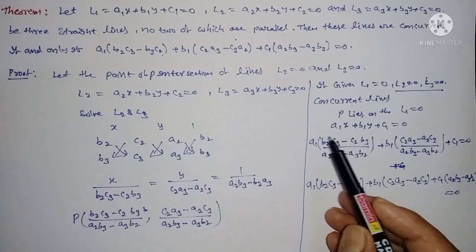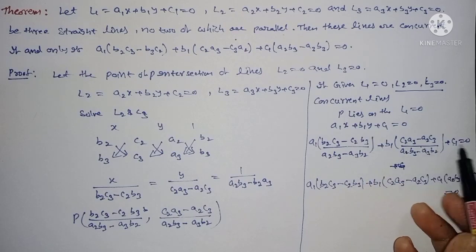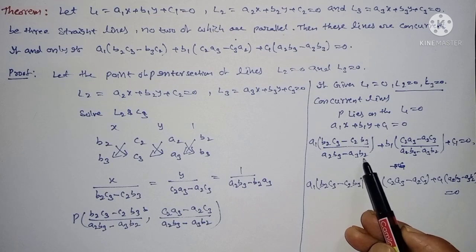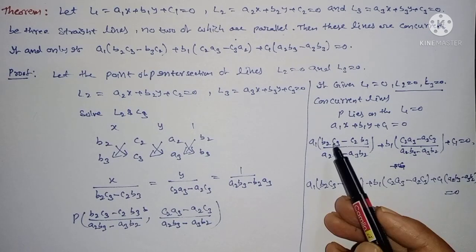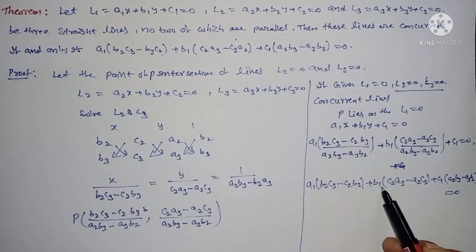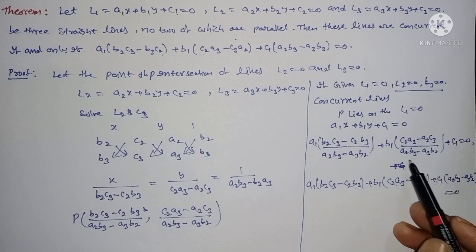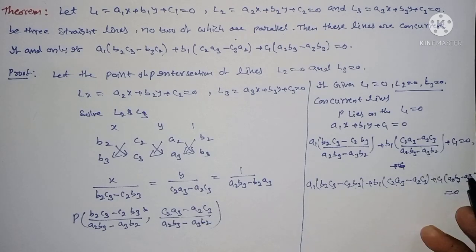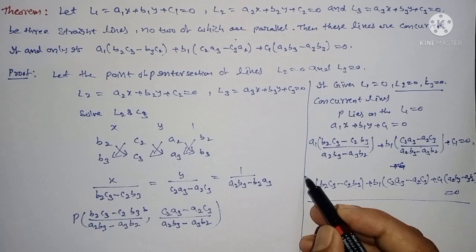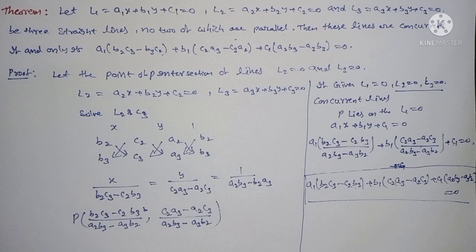Once again, listen: A1 as is, x I am substituting; B1 as is, y I am substituting; plus C1 is equal to 0. You can take the LCM as A2 B3 minus A3 B2. Therefore A1 (B2 C3 minus C2 B3) plus B1 (C2 A3 minus A2 C3) plus C1 (A2 B3 minus A3 B2) is equal to 0. This is our condition when the three lines are concurrent.